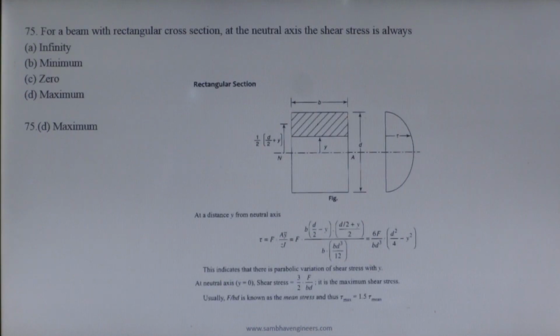Next question. For a beam with rectangular cross section, at the neutral axis the shear stress is, this is the neutral axis, shear stress diagram of the rectangular beam. Shear stress is maximum at the neutral axis and minimum at the edges, 0 at the edges. Maximum shear stress in rectangular section is 1.5 times the average value of shear stress.